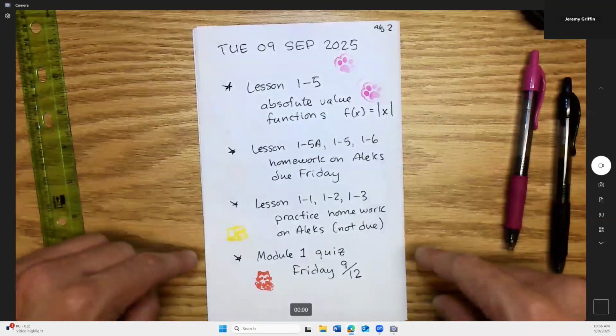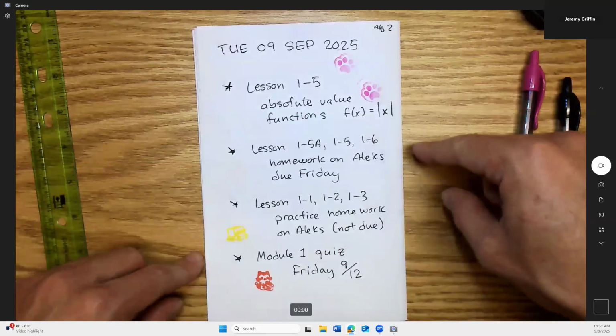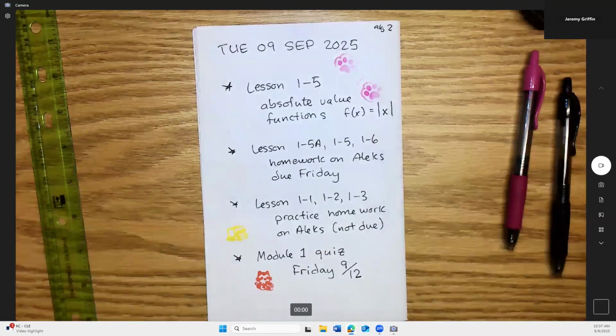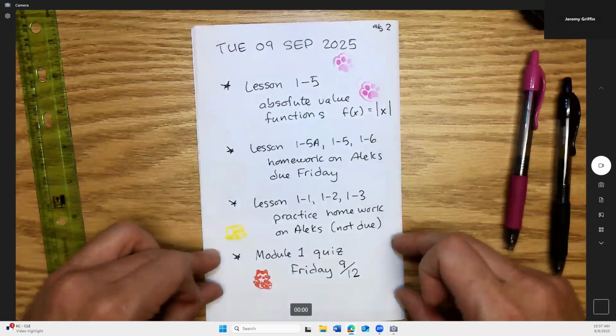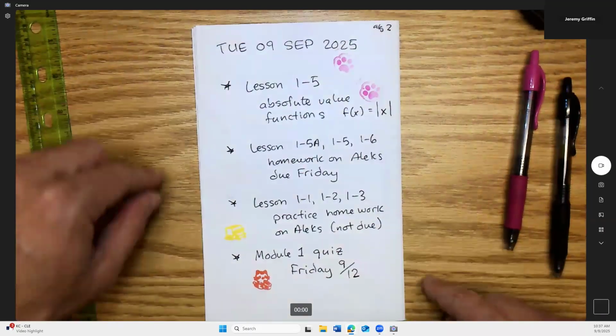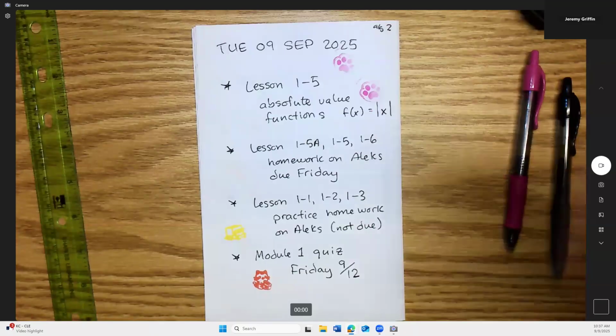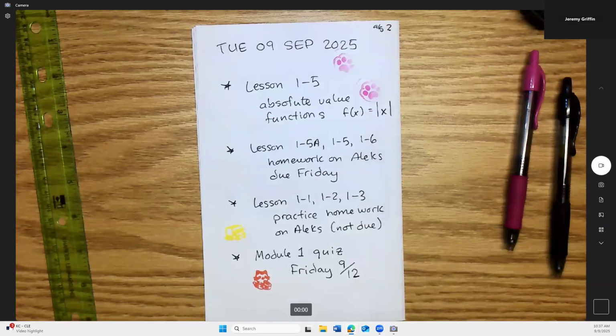My plan is to have Thursday be an Alex day, so you can work on either these homework puzzles on Thursday or just your general practice. And then Friday's going to be the Module 1 quiz. Module 1 covers 1.1 through 1.6. All right, you see the agenda, what we're doing? So write in your planner, do Alex homework, although I'll give you Thursday anyway.